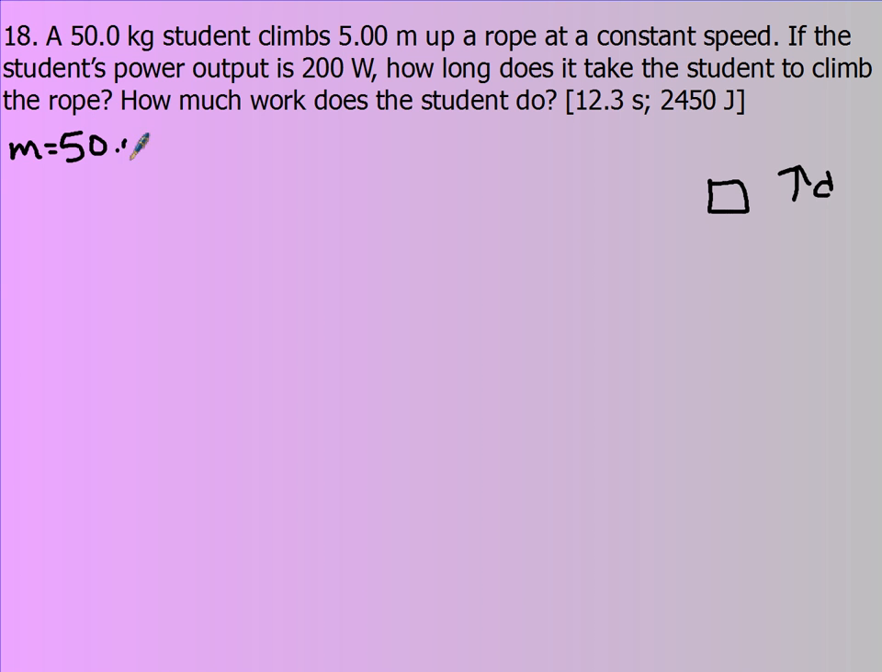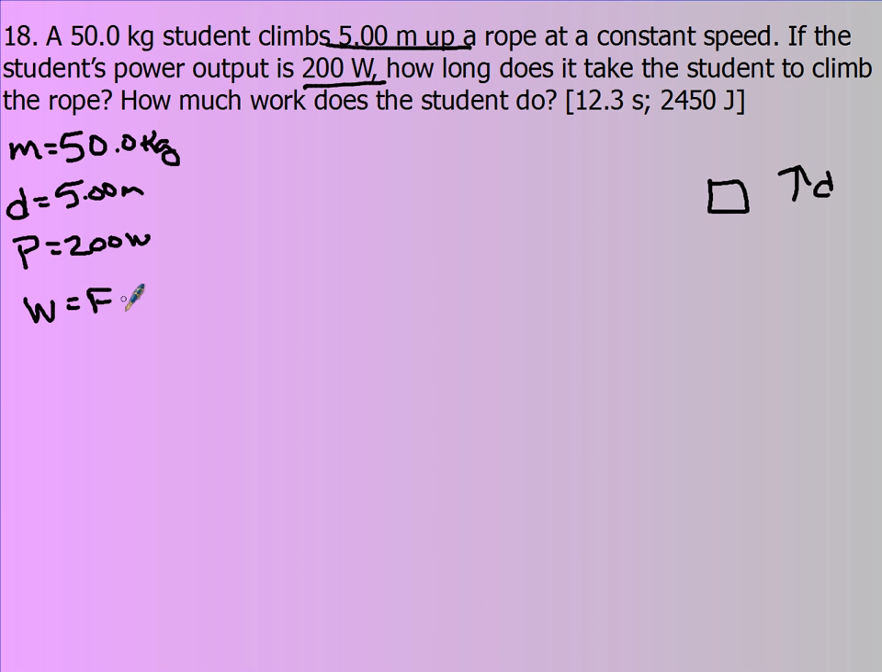You'll find if you always just go on and write things out, it makes life easier. That's your mass. He climbs 5 meters up a rope. This is going to be your distance at constant speed. If the student's power is 200 watts, so P is 200 watts, how long will it take the student to climb the rope, and how much work does he do? Let's first find his work.